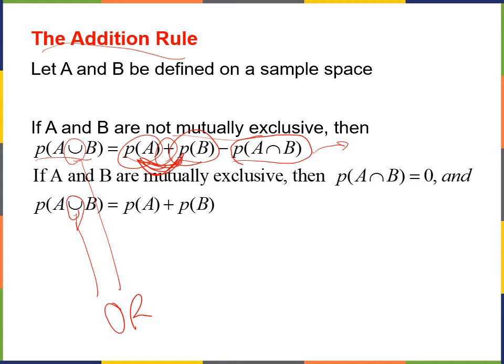If they are mutually exclusive, then that overlap ends up being 0. And if we subtract out 0, it really doesn't do anything. So we really could just do the probability of A plus the probability of B in the OR situation. And again, that's only if they're mutually exclusive. And we wouldn't be double counting any values in the sample space because they don't overlap at all.